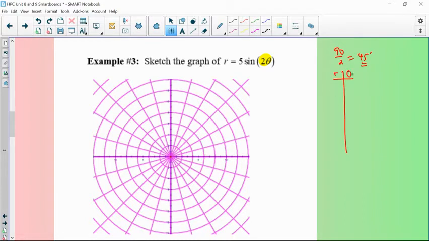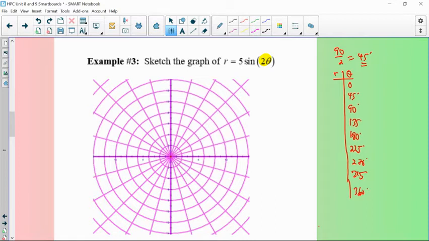So if you want to write a table of values, feel free. 0, 45 degrees, 90, 135, 180. Now, because it's even, I need to go all the way to 360 to see all the petals. So I have to go to 225, 270, sorry, drew a blank, 315, and then back to 360 degrees.